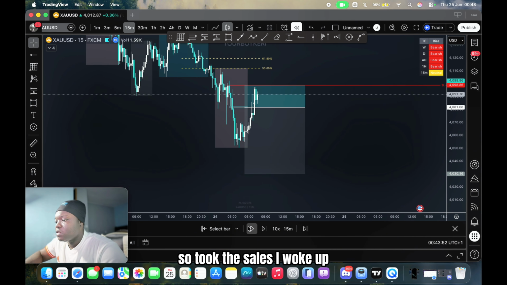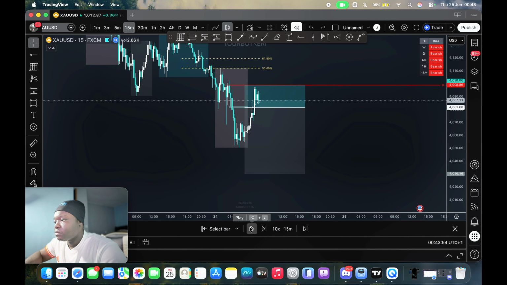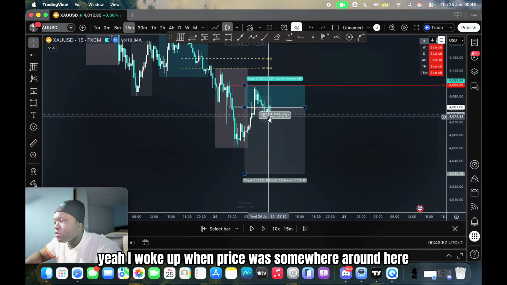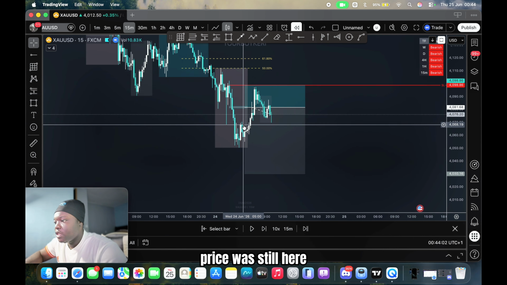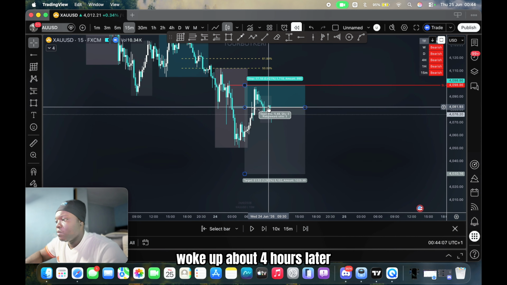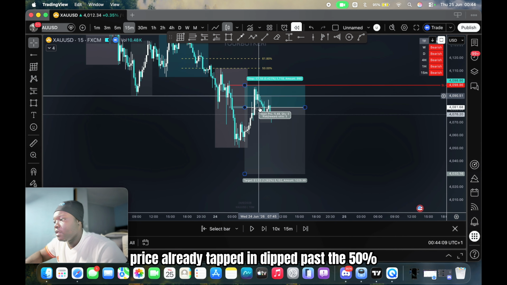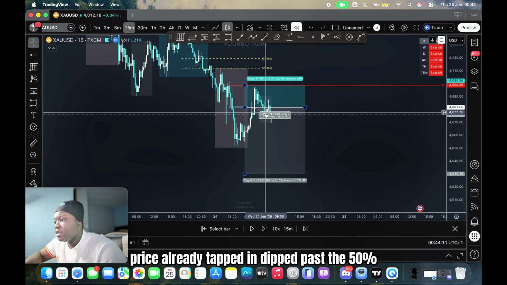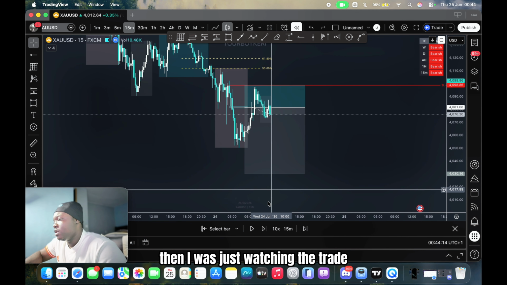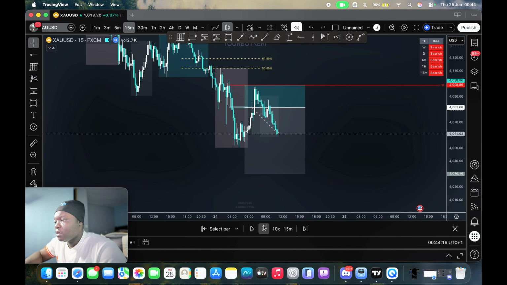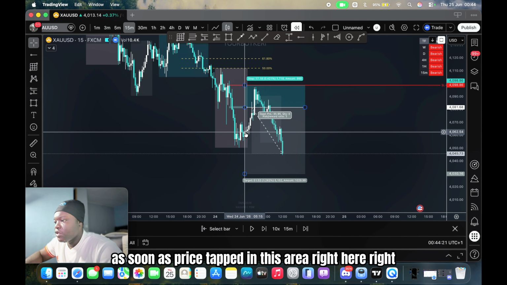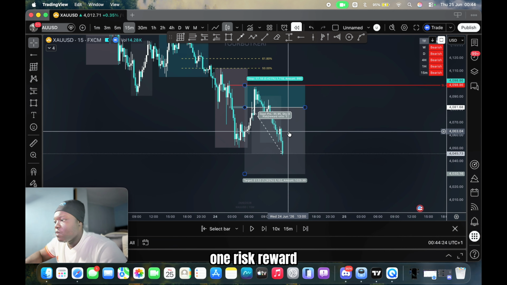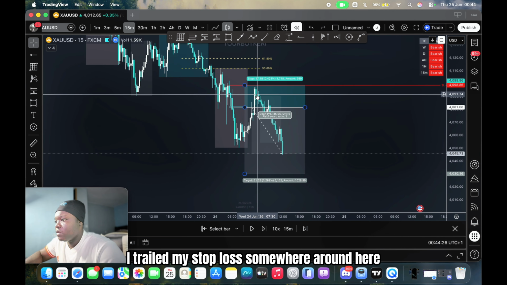So I took the sell. I woke up when price was somewhere around here, because I had set my limit and price was still here. I went to bed and woke up about 4 hours later, and price had already tapped in, dipped past the 50%, came out, and was giving this reaction. Then I was just watching the trade. Price slowly came down, and as soon as price tapped in this area at 1 risk reward, I trailed my stop loss somewhere around here.